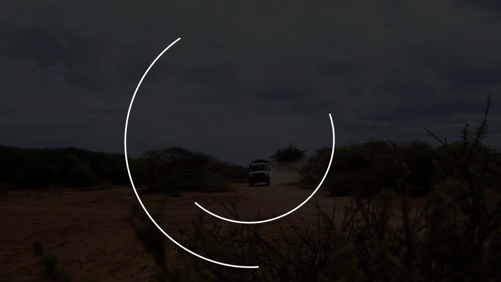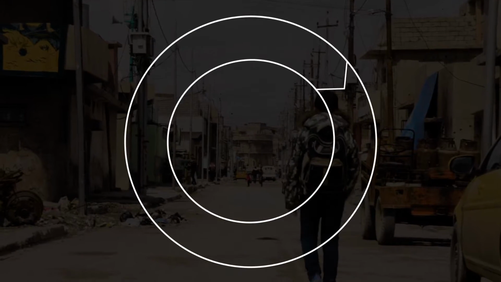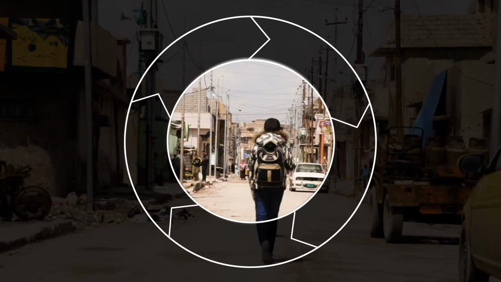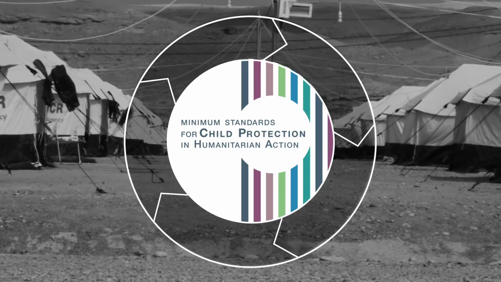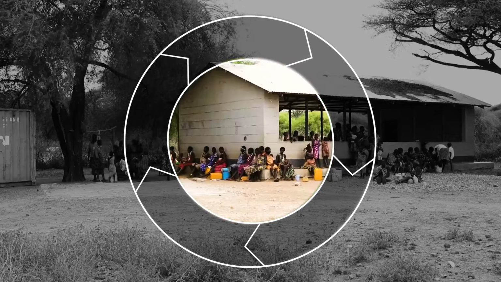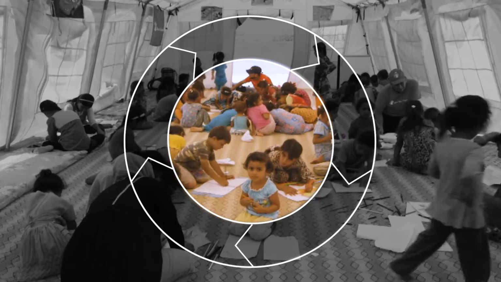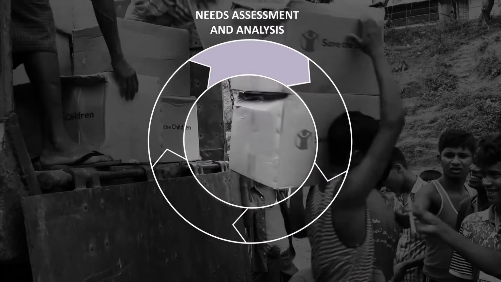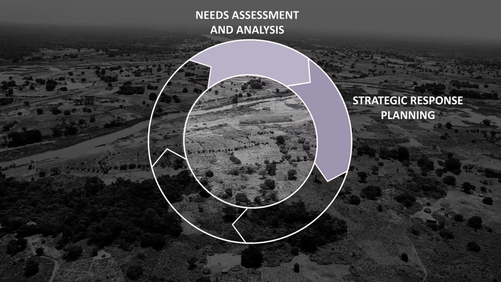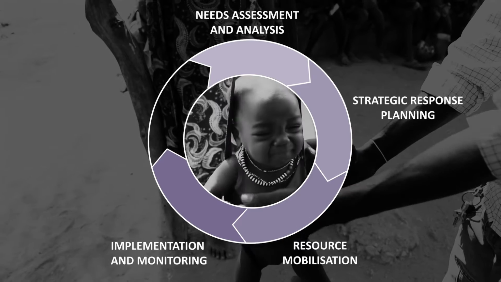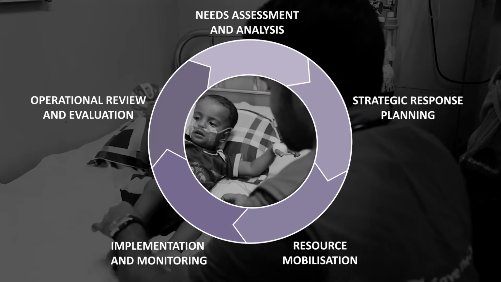The Humanitarian Program Cycle, or HPC, is a sequence of 5 steps used by all sectors, which aligns with Standard 4, Program Cycle Management, in the minimum standards for child protection in humanitarian action. Each HPC step builds on the next and includes needs assessment and analysis, strategic response planning, resource mobilization, implementation and monitoring, and operational review and evaluation.